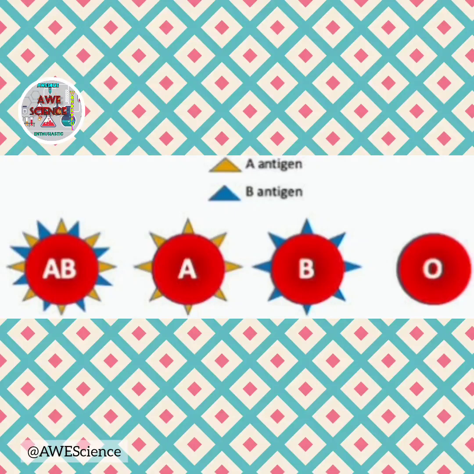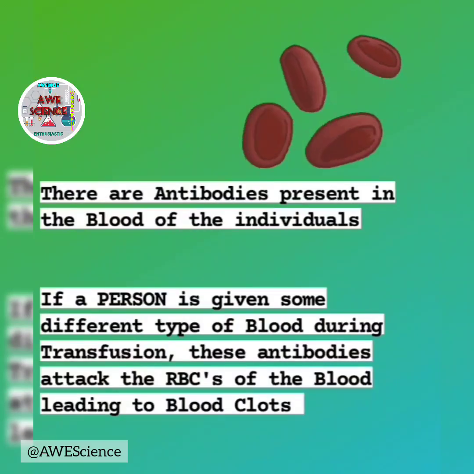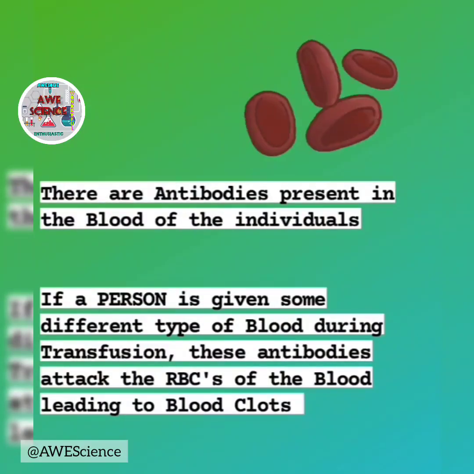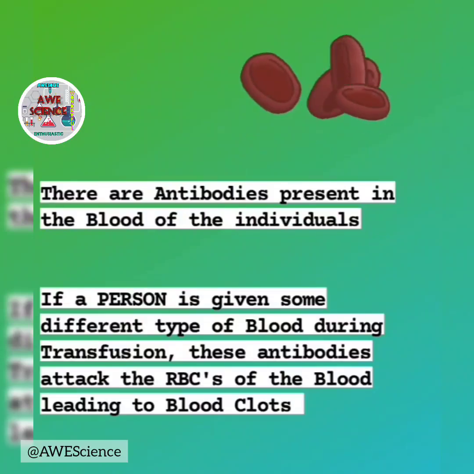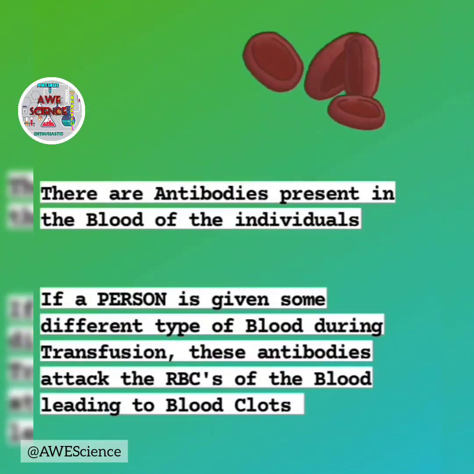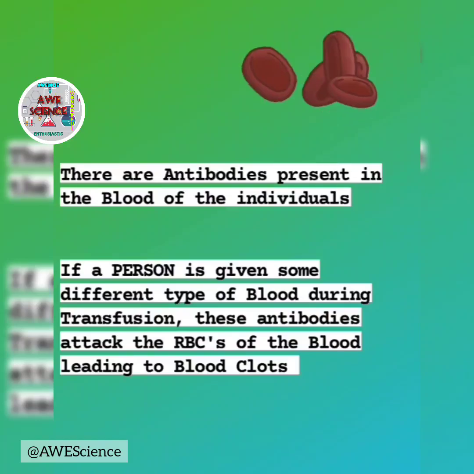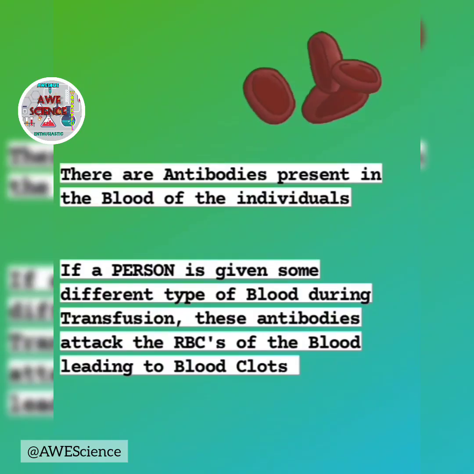And then for A, only A antigens are present. For B, only B antigens are present. And for the O blood group, no antigens are present on the surface of their RBCs. The presence of the antigens is very important in order to determine the type of blood group. We studied antigens, but did you know there are antibodies also present in the blood of individuals? They are present in the plasma of the blood. When a person meets with any injury or accident, the person is supposed to be given the same type of blood. If a different type of blood is given, then it leads to blood clots.